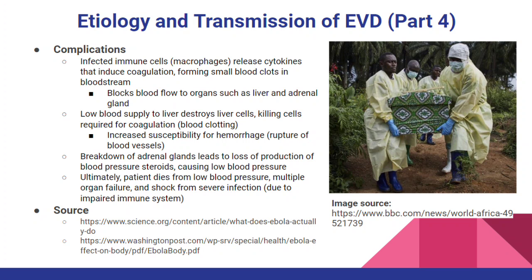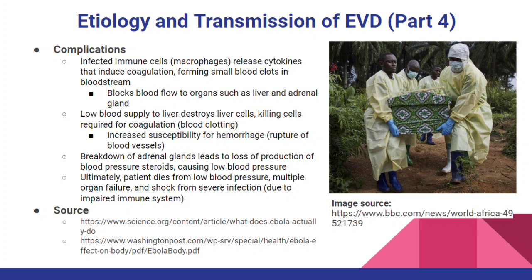When blood clots form, this blocks blood flow to organs such as the liver and adrenal gland. So, when not enough oxygen is given to the liver cells, they start to die. And this is a problem because liver cells are important for inducing coagulation in the bloodstream. So, without liver cells, this increases a patient's susceptibility for hemorrhage, which is when blood vessels rupture.